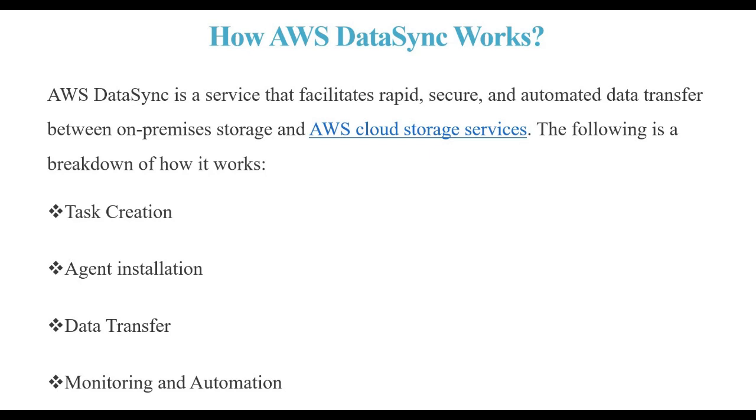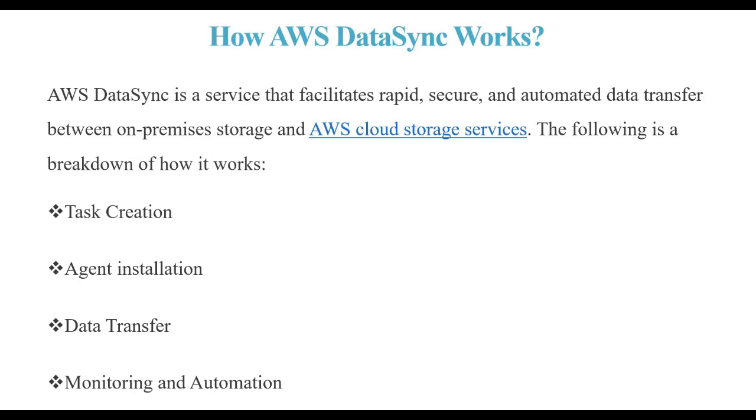The next is monitoring and automation. DataSync features monitoring and automation capabilities via AWS CloudWatch and AWS Lambda. You may use these services to track the progress of your DataSync task and automate tasks based on specific events or conditions. So we can integrate our automation with AWS CloudWatch and AWS Lambda, and these services help to track the progress of DataSync.